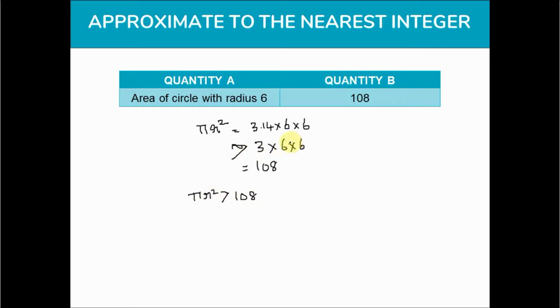Very simple technique I've adopted here. Instead of multiplying a decimal, which is always complicated, I round it off to the nearest whole number. 3.14, when you round it off, you know the value after the decimal point is less than 5, so you round it down, in the sense you trim the decimal positions. The answer would be 3 times 6 times 6, which is 108. Obviously, since 3.14 is greater than 3, pi r square is greater than 108. Quantity A is greater.